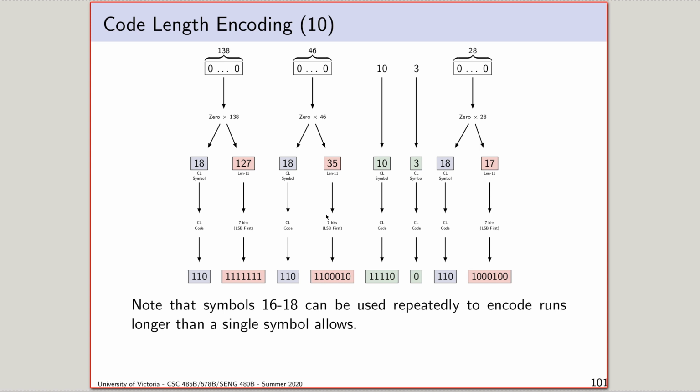And so here we might notice I have a run of actually more than 138. The maximum number of zeros I can encode with symbol 18 is 138, because the length of the run minus 11 is 127, which is the largest 7-bit value I have. So if I want to encode a run of more than 138 zeros, I am allowed to use symbol 18 twice. That's perfectly valid, and so I do that.